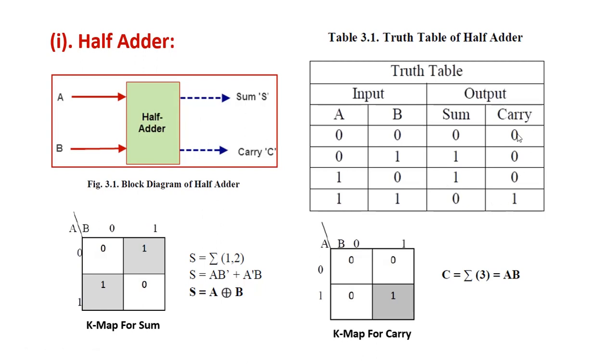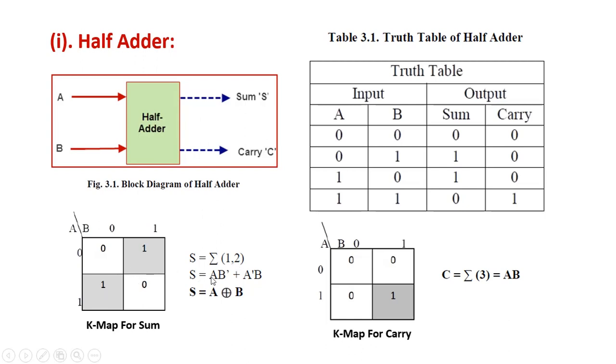From the truth table we will simplify the boolean expression for sum and carry. For that we will use the K map. For sum we are getting high output for this combination and this combination. So we are taking K map for SOP. For sum, 0 1, A is 0 here, B is 1, so this term is 1, and 1 0, this is 1.